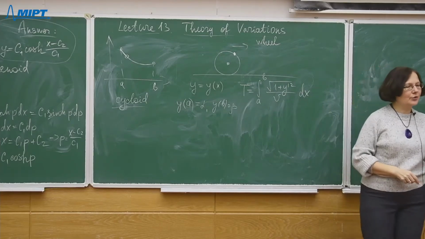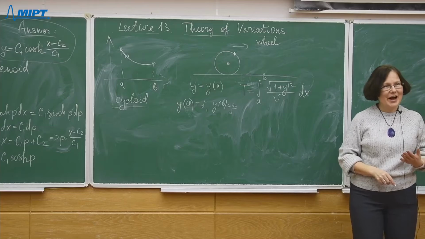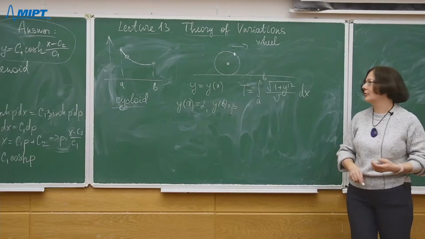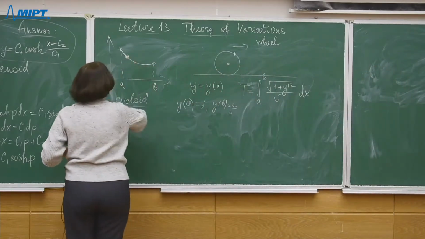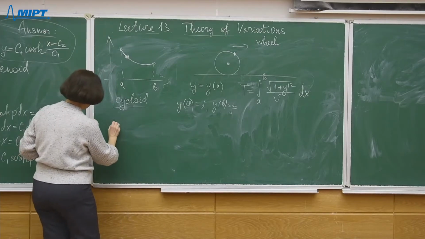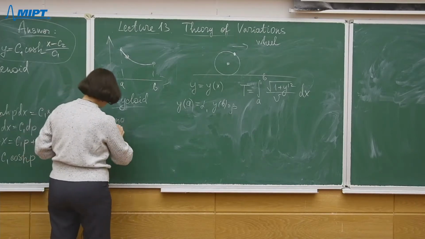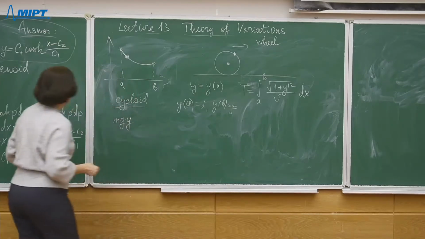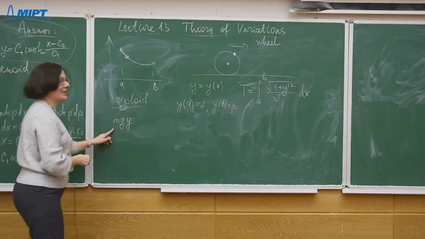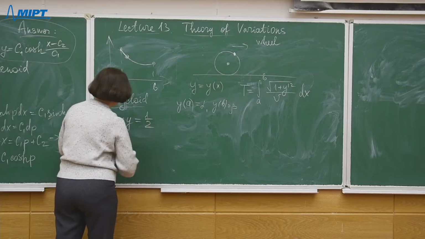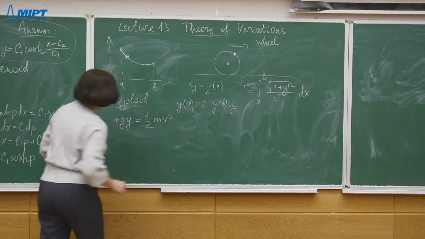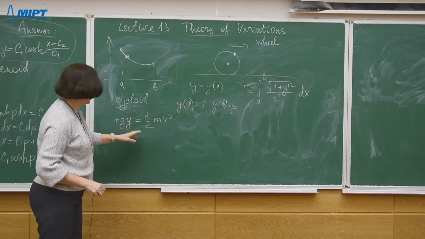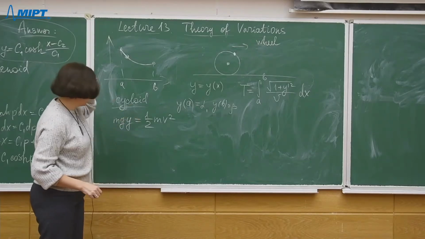So now our goal is to obtain the formula for v. To obtain it, we must equate kinetic and potential energy of this point. It has a potential energy equal to mgh, so mgy. And the kinetic energy is 1/2 mv squared. This is the equation for v squared, so v squared will depend on y.